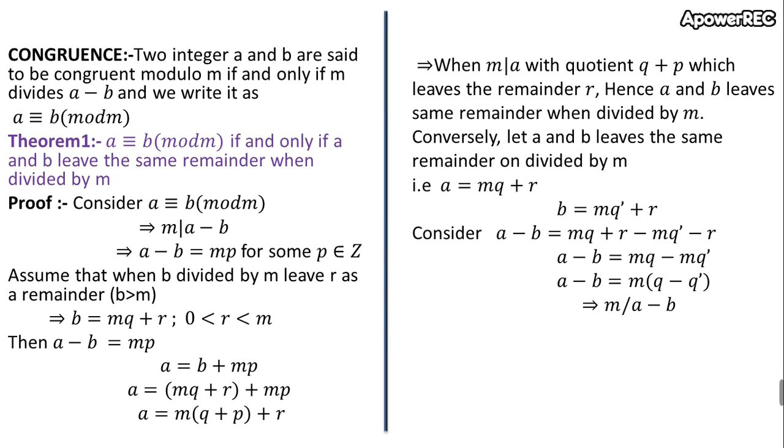Because the above line says a minus b is a multiple of m, that is nothing but m divides a minus b. Hence, by the definition of congruence, this is nothing but a is congruent to b mod m. Hence, this completes the first theorem.